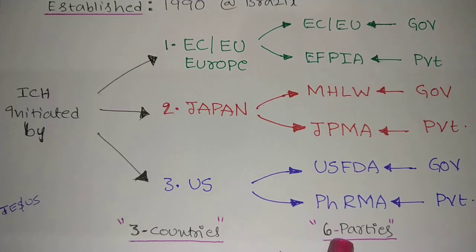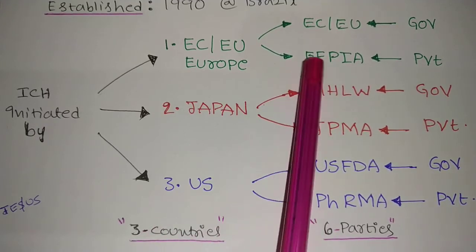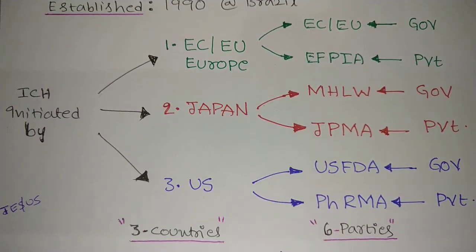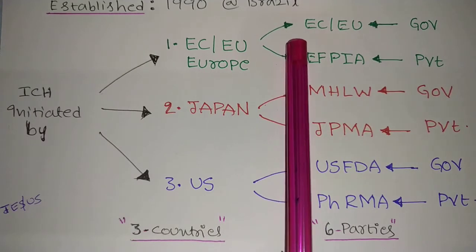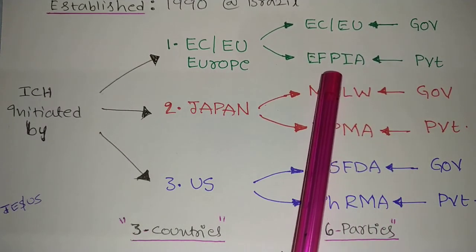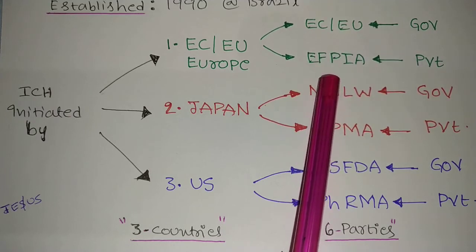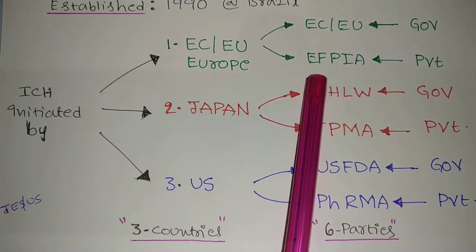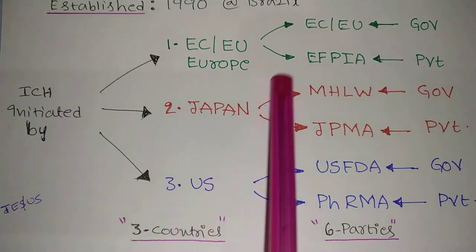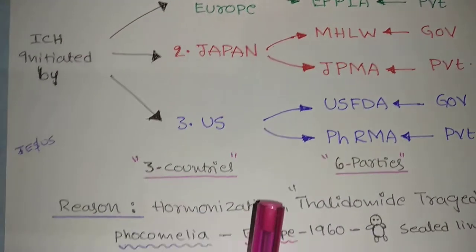ICH 6 parties. These are also very important in all competitive examinations. 3 countries, 6 parties. I will tell you how to abbreviate all these things, and I have listed all abbreviations here. Keep in mind which is a government company and which is a private company. That was also asked as 1 mark questions in competitive examinations. So I will give you that now.